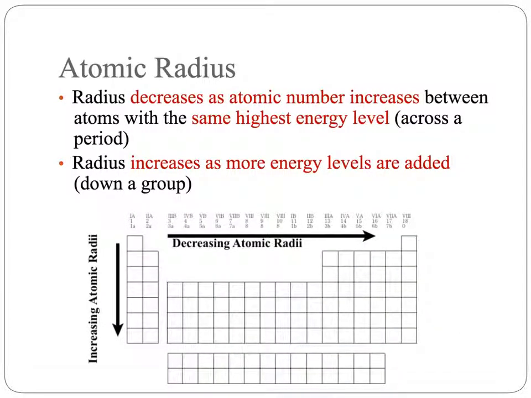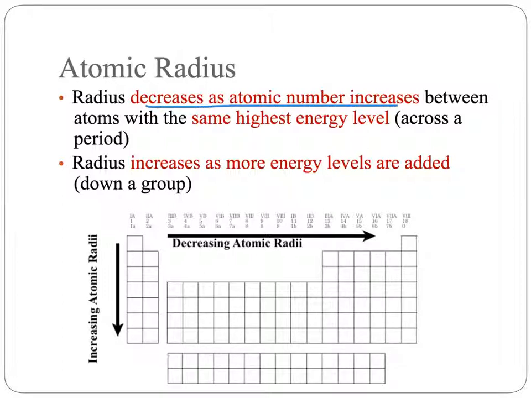And then we have atomic radius. That is the distance, it gives you a measure basically of the size of the atom. It's not a very precise measurement because it's difficult for us to make measurements on atoms, but in general, the radius will decrease as the atomic number increases.